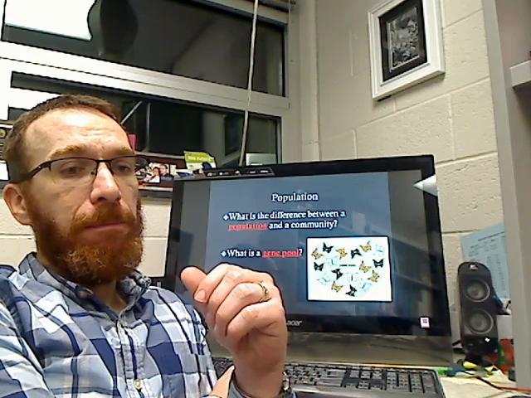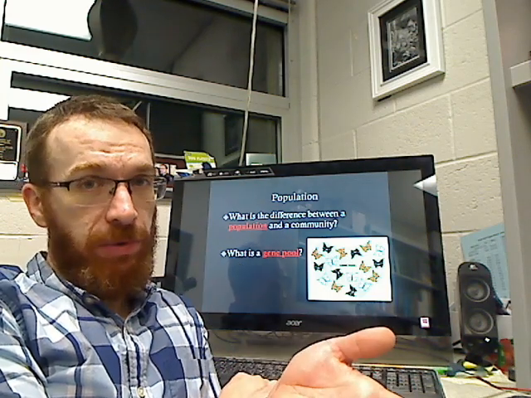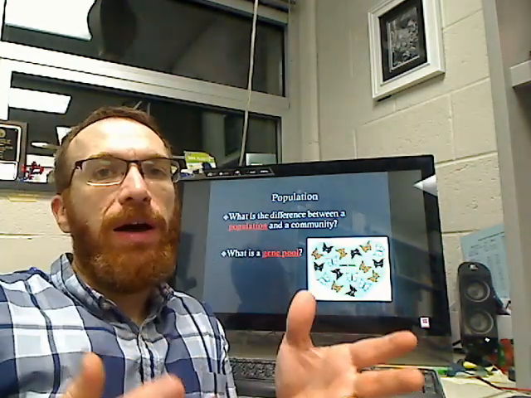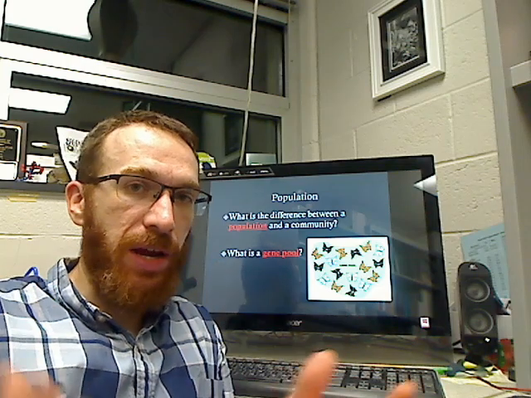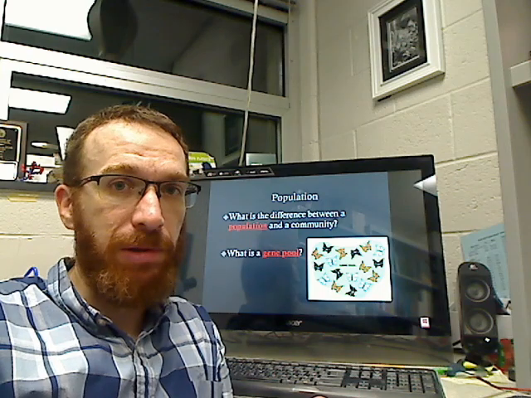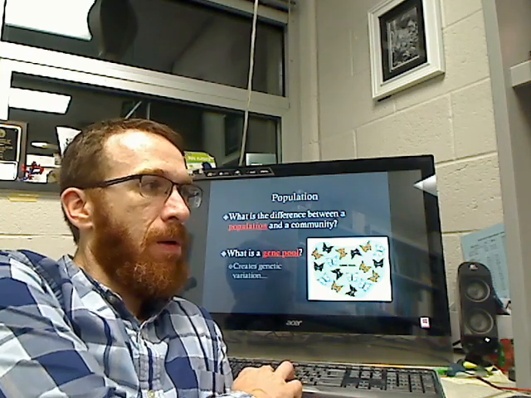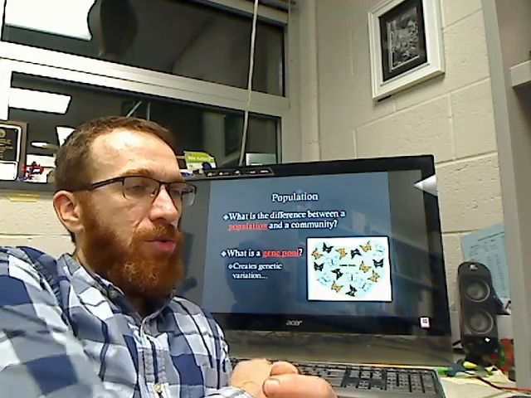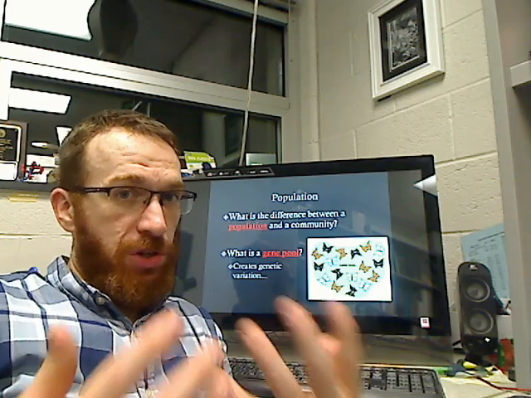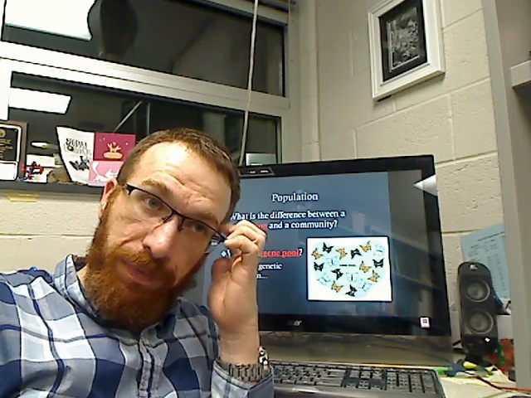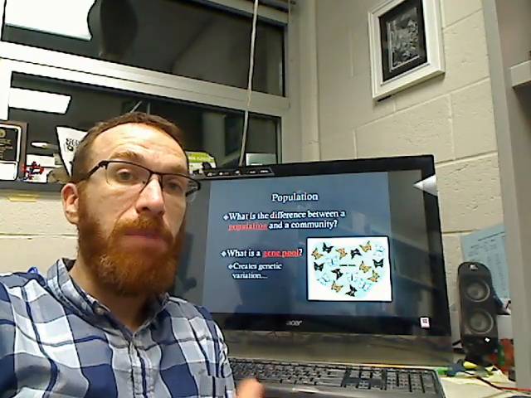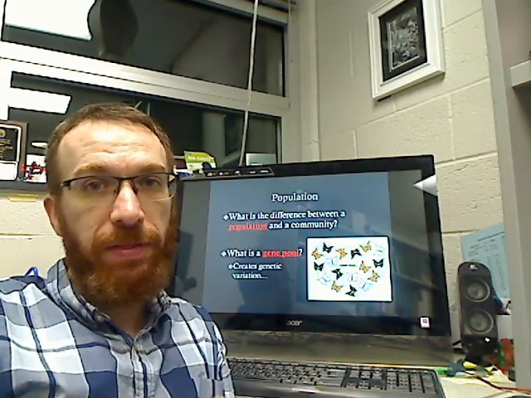Now, another term we need to go over is a gene pool. A gene pool is basically all of the organisms' genetics and genes within that population. And so the gene pool is what creates genetic variation, basically the amount of genetic differences among organisms within that population.